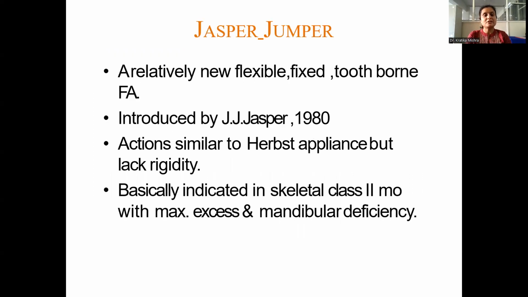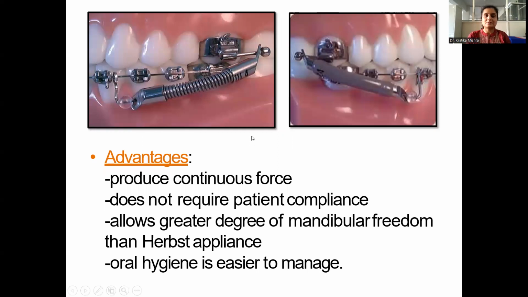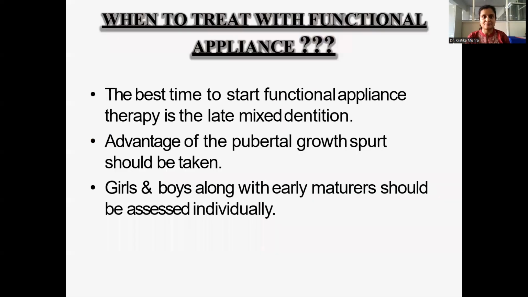Jasper Jumper is a relatively new flexible fixed tooth-borne functional appliance produced by Jasper in 1980. Actions are similar to the Herbst appliance but it lacks rigidity. Basically indicated in skeletal class 2 malocclusion with maxillary excess and mandibular deficiency. This is a Jasper Jumper appliance. Advantages are that it produces continuous force, does not require patient compliance, allows a greater degree of mandibular freedom than the Herbst appliance, and oral hygiene is easier to manage.